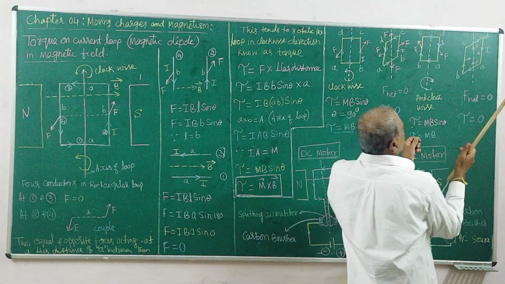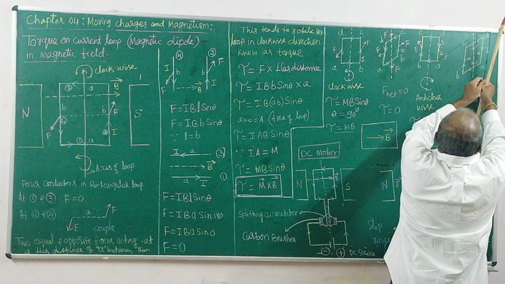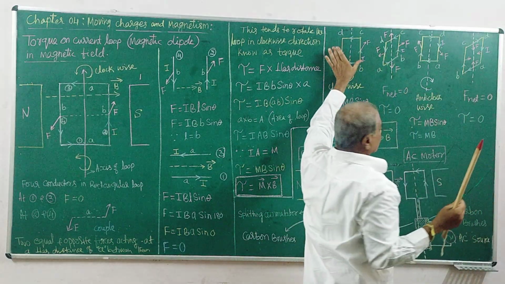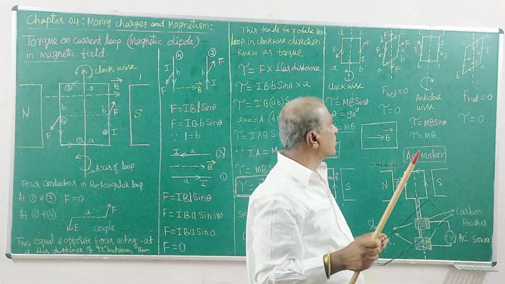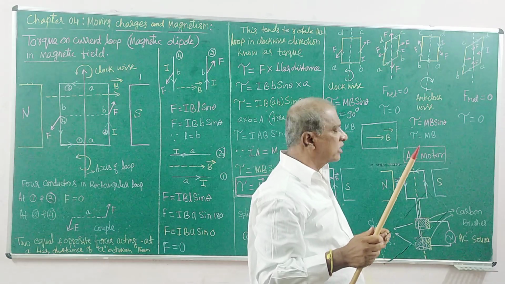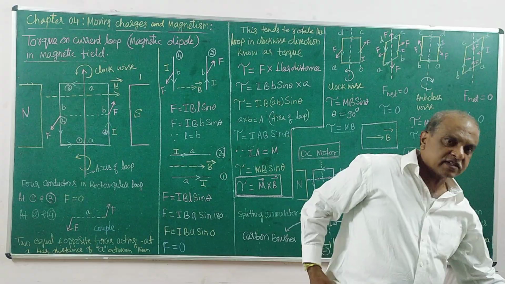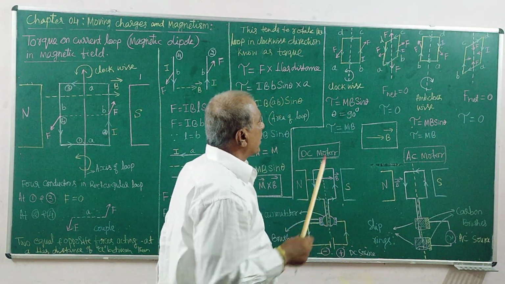Let us do one more rotation, one more 90 degrees, and like this you will get back the same. With every 90 degree rotation, we get a different alignment of the loop with respect to the direction of the magnetic field.